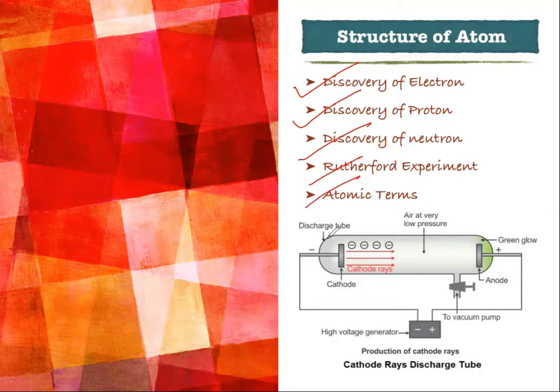I think you might have seen this picture in your textbook or somewhere. This picture shows the experimental setup of fundamental particles. Mainly the electron was discovered from this tube. After that, the research continued. We'll go one by one and study in detail all these fundamental particles, and also how the nucleus was detected and the various atomic terms. So without a doubt, let us start.